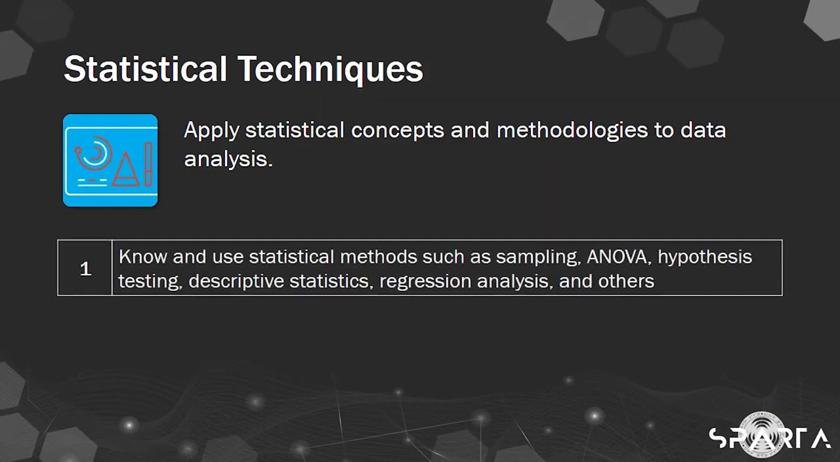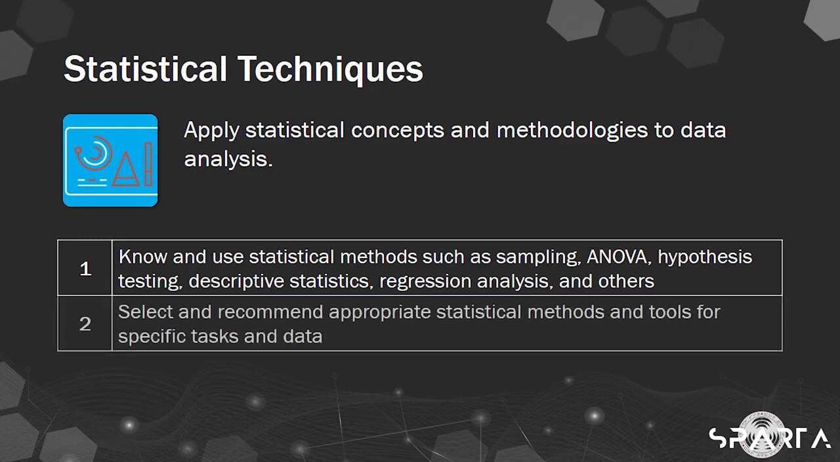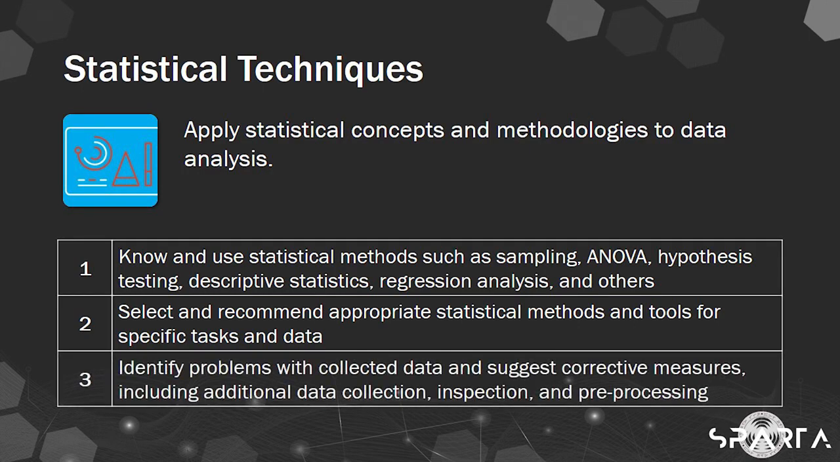Level 0, you currently don't have the skill. Level 1, you know and use statistical methods such as sampling, ANOVA, hypothesis testing, descriptive statistics, regression analysis, and others. Level 2, you select and recommend appropriate statistical methods and tools for specific tasks and data. Level 3, you identify problems with collected data and suggest corrective measures, including additional data collection, inspection, and pre-processing. At which level are you in right now?